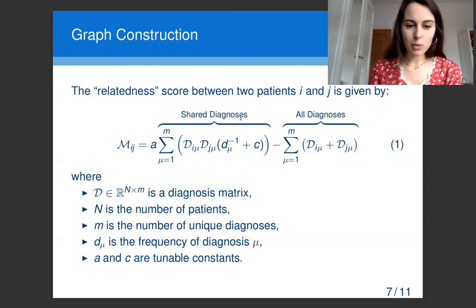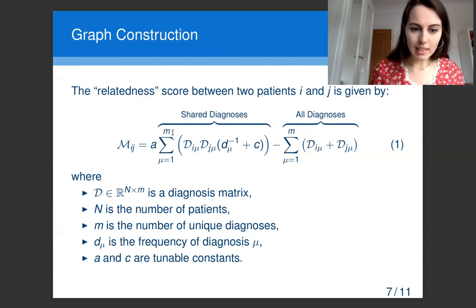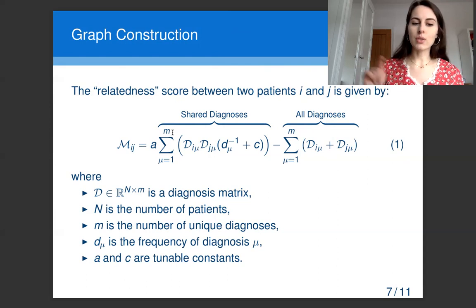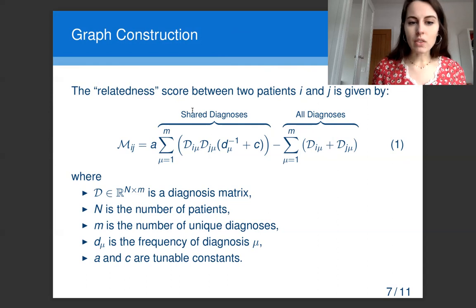So if you go up to equation 1 here, the first term in our equation calculates a score for the shared diagnoses between the patients. So since D is n times m, d i mu will indicate whether patient i has diagnosis mu. And if d i mu and d j mu are both equal to 1, then it means that they share a diagnosis mu. And the multiplication will then give us 1 if both are equal to 1, and any other combination will give us 0. So then we multiply that by the term inverse d mu plus c.